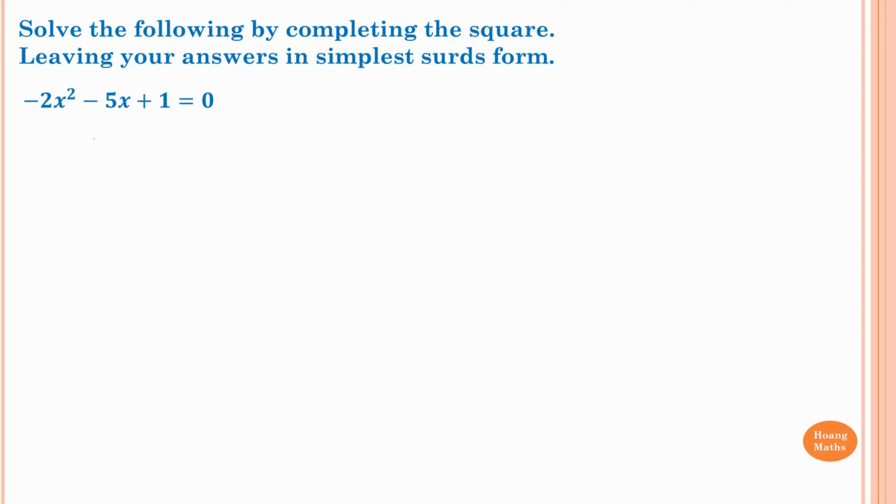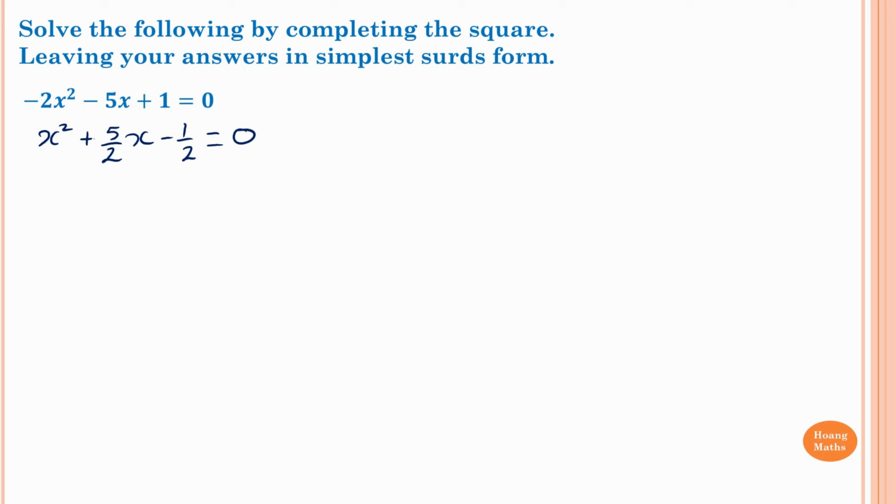Next one. This time we want to solve these equations, but we leave in surd form, or exact, okay? So the condition is, again, we have to make the coefficient of x squared equal to 1 first. So we divide everything by -2. So this becomes x squared minus 5 over 2 x, minus a half, which is equal to 0.